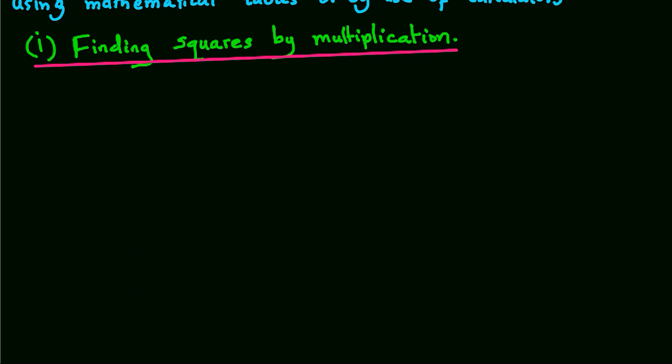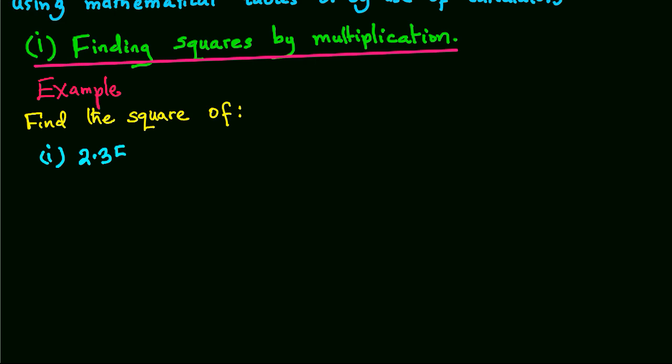So finding squares by multiplication. Example, we want to find the square of the following numbers. So our first number here is 2.35.